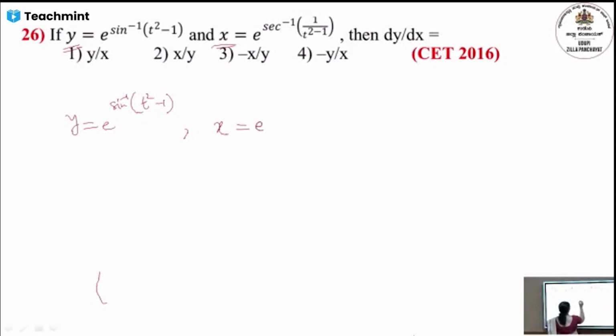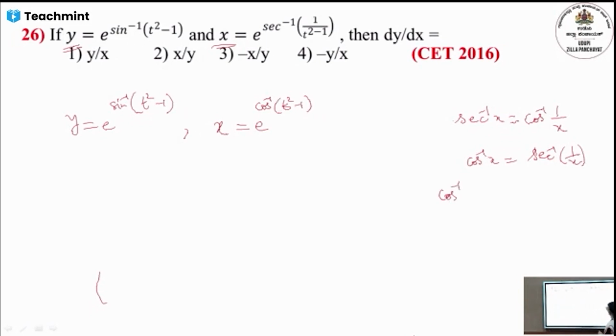X is, if you see, what is the formula that you have learned? Is secant inverse X same as cos inverse 1 by X? Cos inverse X same as secant inverse 1 by X. So what you get here is cos inverse T square minus 1. So you should be very good at formulas. What is cos inverse X plus sin inverse X? It is pi by 2. So I will try to use that. So I want this plus this.